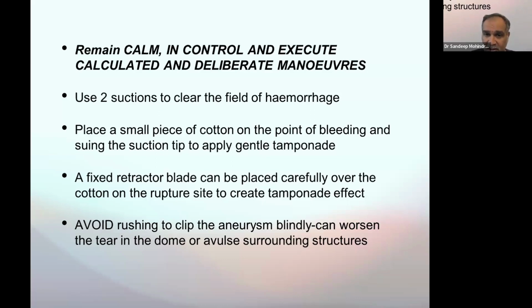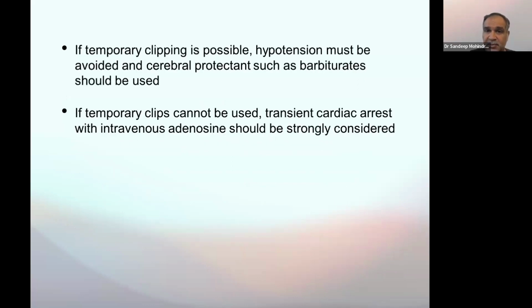Place a small piece of cotton on the point of bleeding and use the suction tip to apply gentle tamponade. A fixed retractor blade can be placed carefully over the cotton on the rupture site to create the tamponade effect, but be careful, it should not swell the brain. Avoid rushing to clip the aneurysm blindly. It can worsen the tear on the dome and avulse the surrounding structures, because the aneurysm itself is an abnormal vascular structure. If temporary clipping is possible, hypotension must be avoided and cerebral protection should be used. If temporary clips cannot be used, transient cardiac arrest with adenosine is strongly advocated.